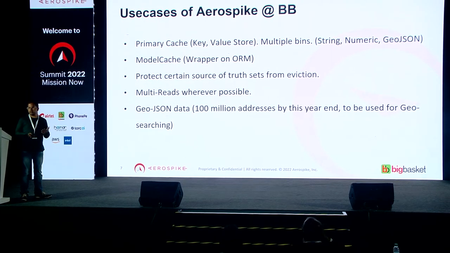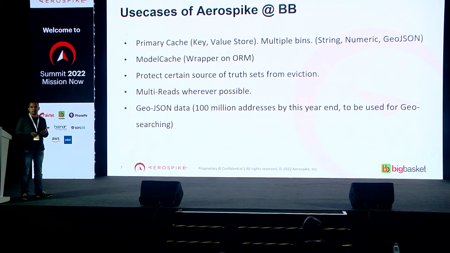If any of you try to place an order on BigBasket, to check if the member's address is serviceable or not, it happens to be queried using Aerospike, using GeoJSON related features. We also use Aerospike as a model cache, model in terms of DB schema, I would say.